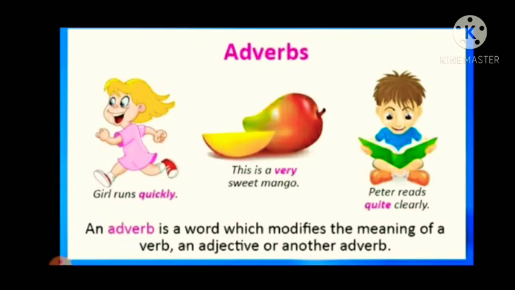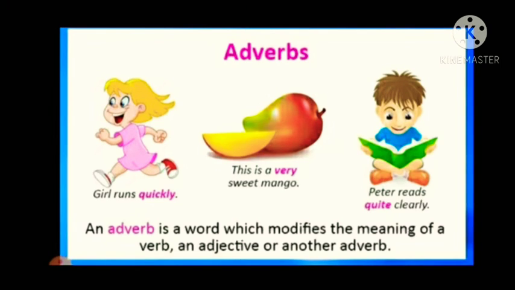For example, you can see, the girl runs quickly. So how does she run? She runs quickly. This is a very sweet mango. So how sweet is the mango? The mango is very sweet. Peter reads quite clearly. So you can see in the first example, the adverb is describing a verb.